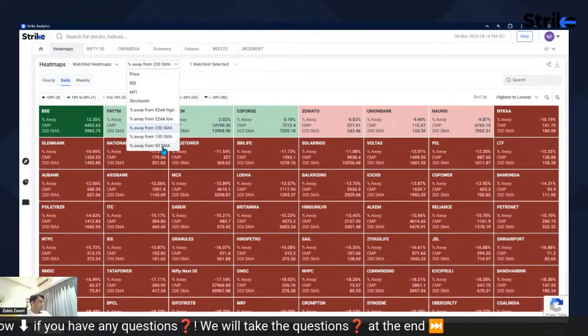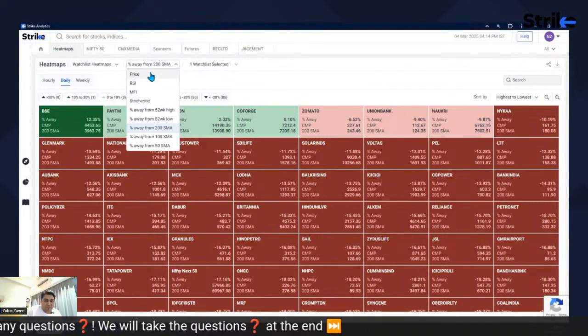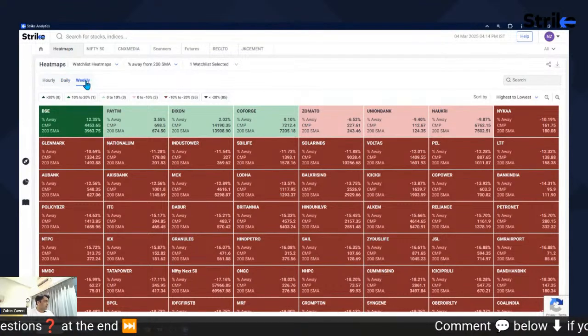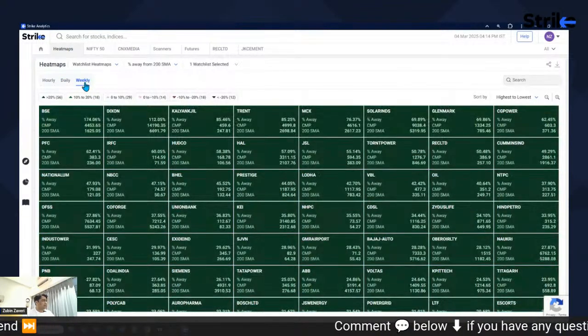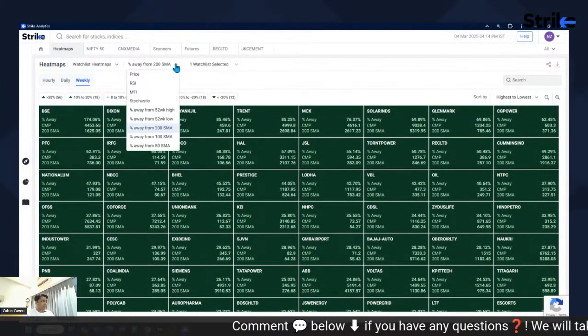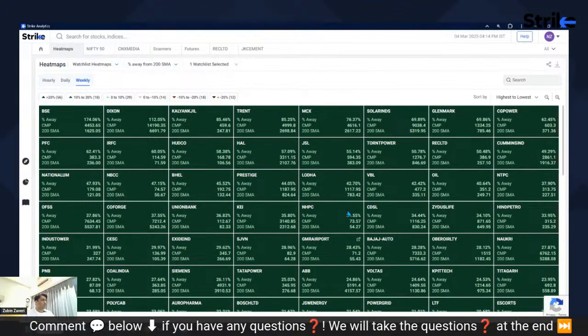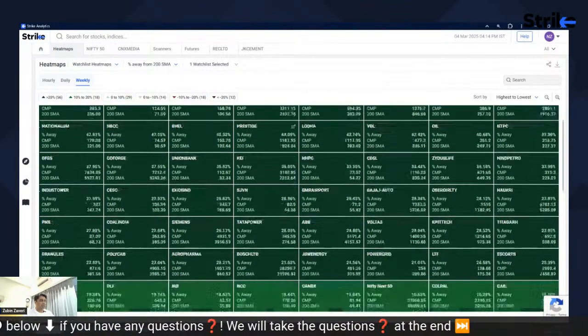100-day and 50-day, likewise we have other options that you can select from. You can also select that when you are looking at weekly. You have to understand that it will be percentage of stocks away from 200-day weekly moving average.